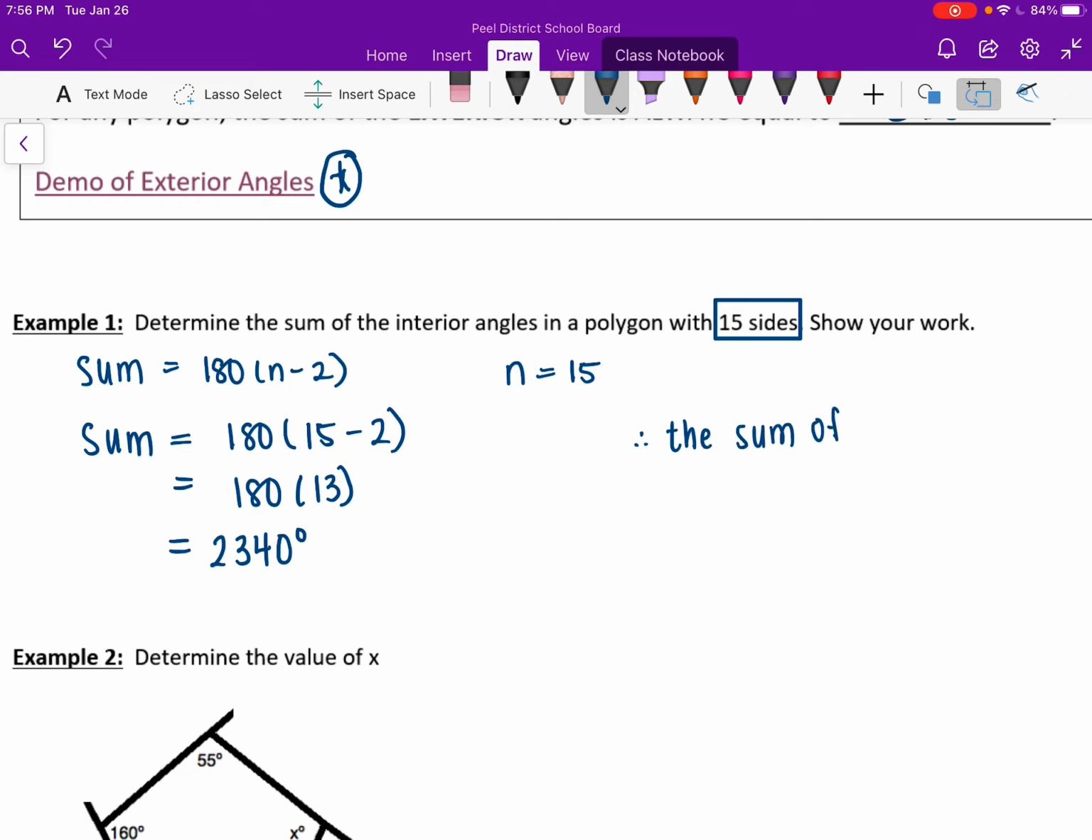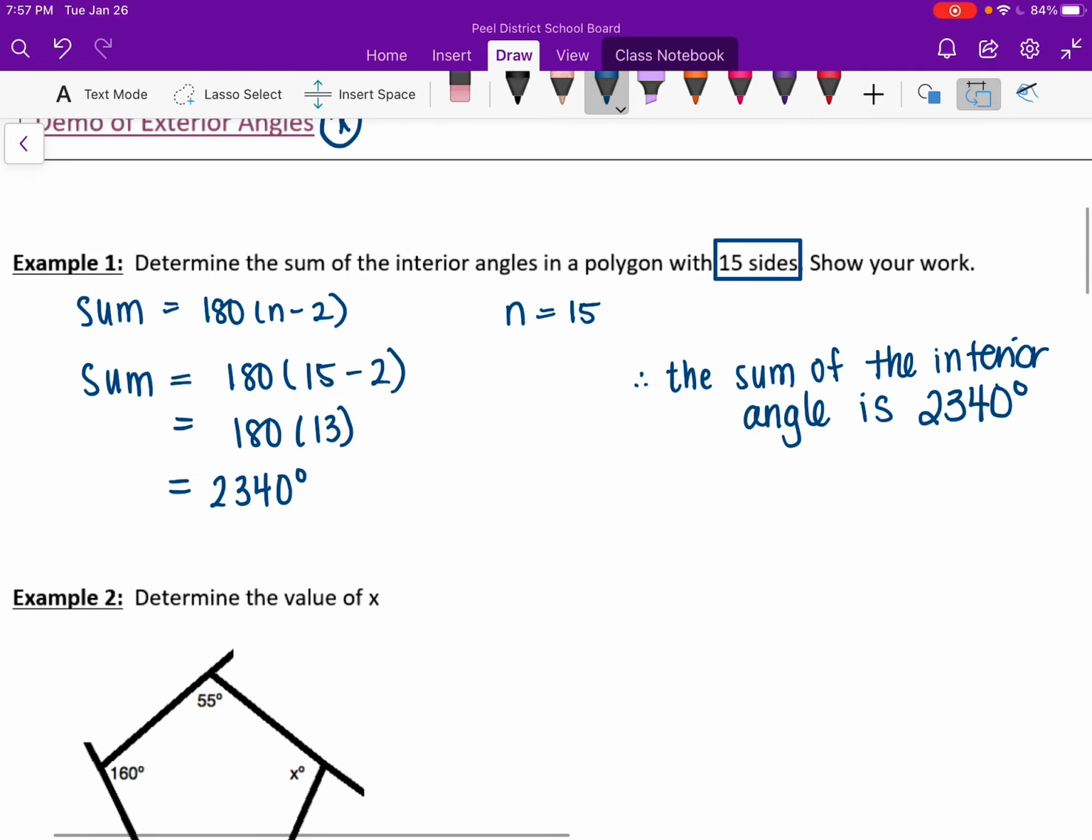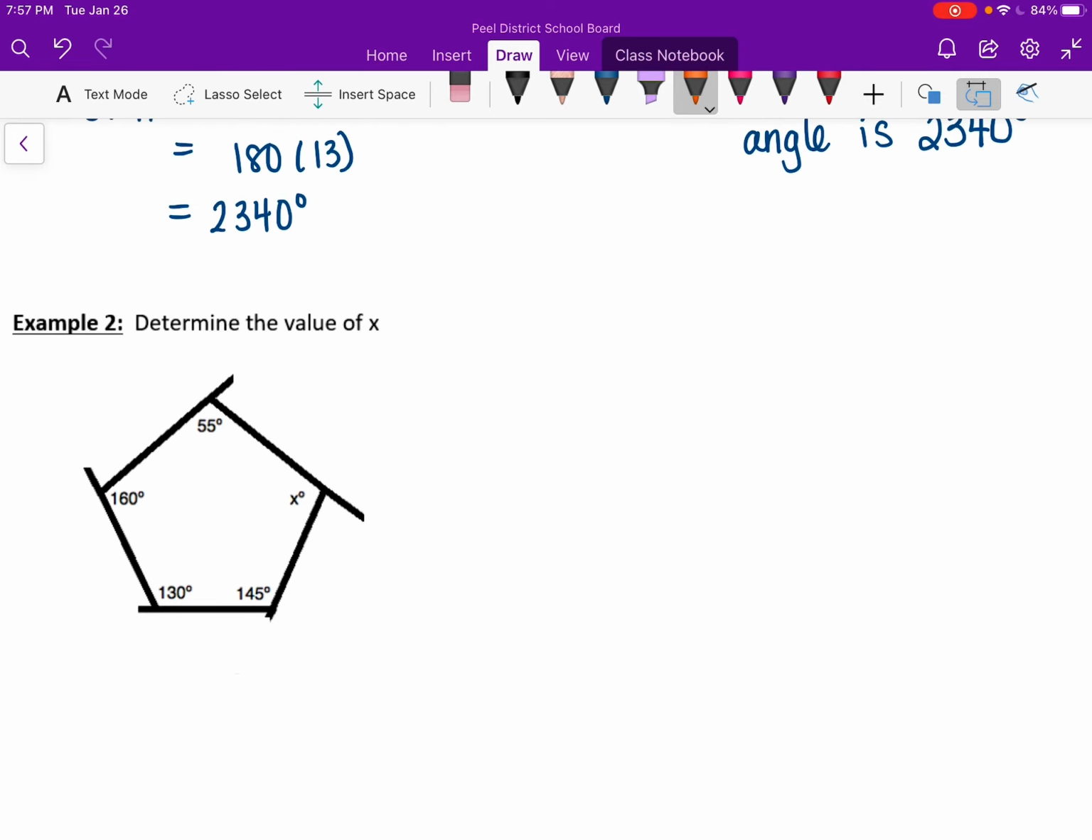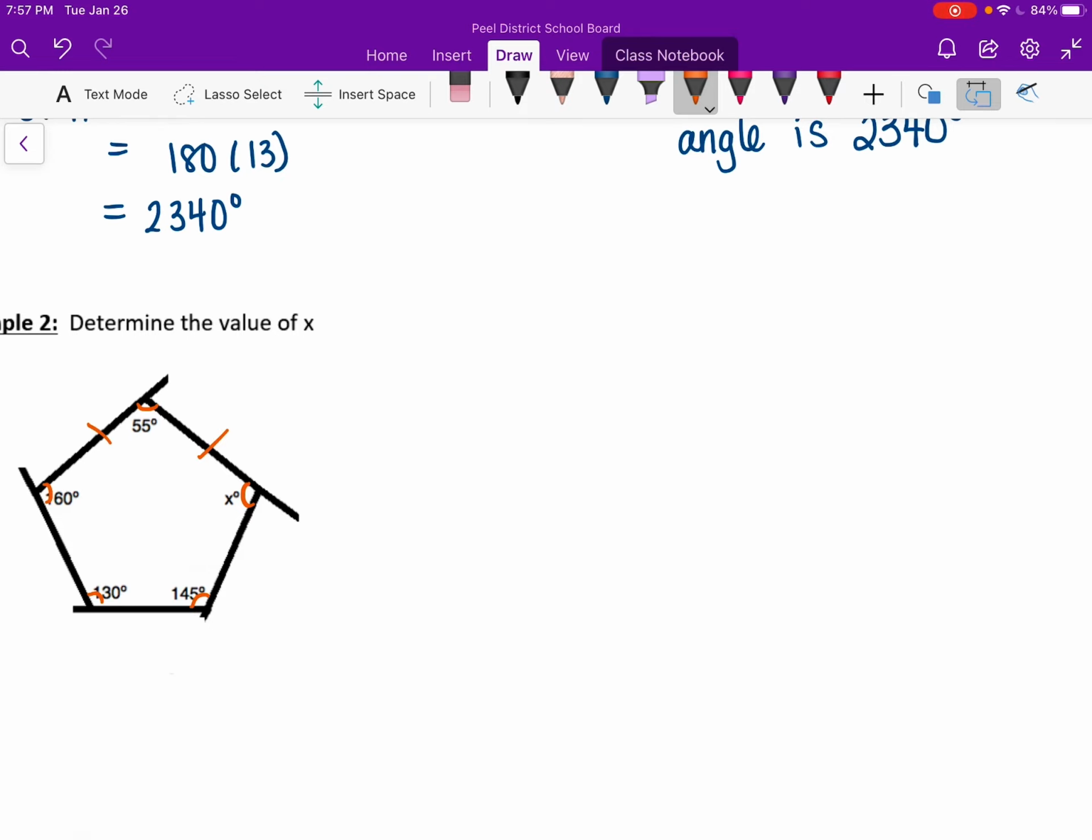That means, therefore, the sum of the interior angles is 2,340 degrees. Okay? So let's move on and try to find the value of x here. Again, I'm looking for an interior angle. All of these angles are on the inside of my polygon, right? I have 1, 2, 3, 4, 5 sides. I have 5 sides.